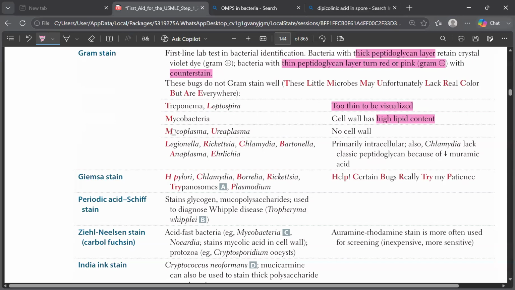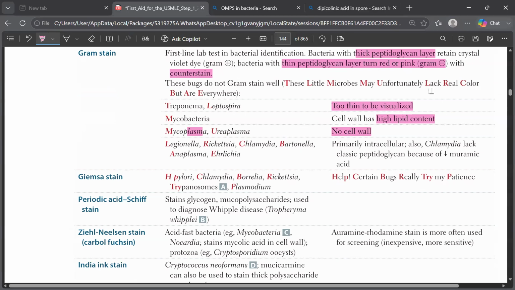Then we have, unfortunately, mycoplasma and ureaplasma. Both have plasma in common. They do not have any cell wall, and thus they cannot be stained, because a cell wall has the thick peptidoglycan layer that would retain the crystal violet dye, or the thin peptidoglycan layer that would turn red or pink. But mycoplasma and ureaplasma do not have a cell wall, so they're not going to take any color.